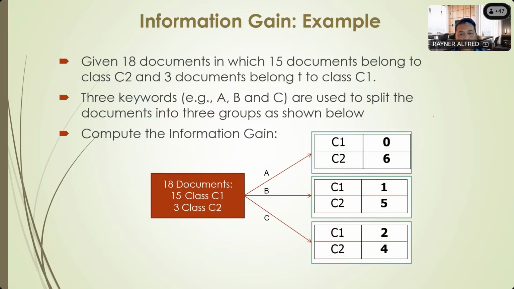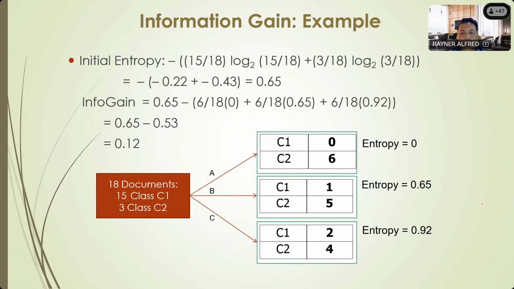Okay, I'll give you another example here. We have keywords A, B, and C, and we have 18 documents. When we split the documents using keyword A, B, C, we will have this. Then we can compute the entropy for each of the groups. So this is 0, 0.65, and 0.92.